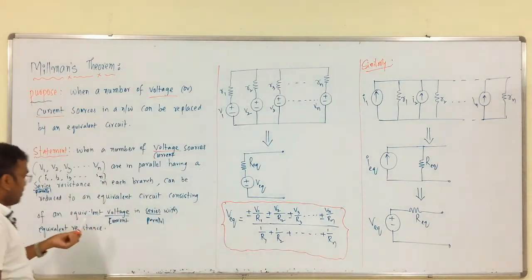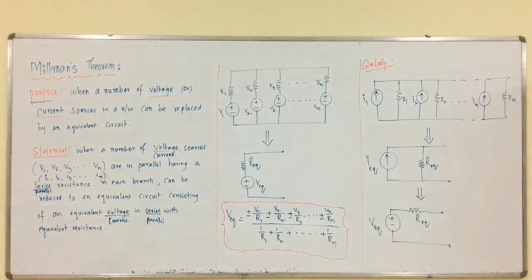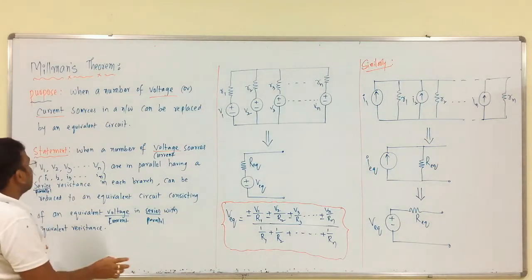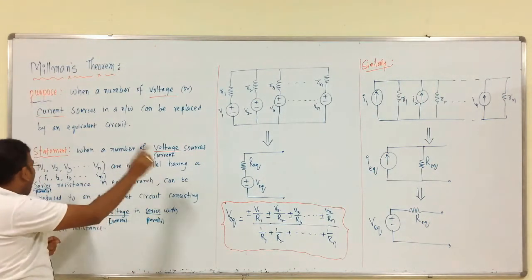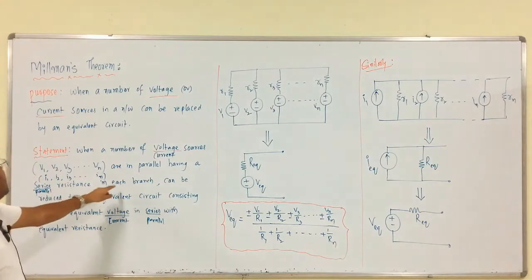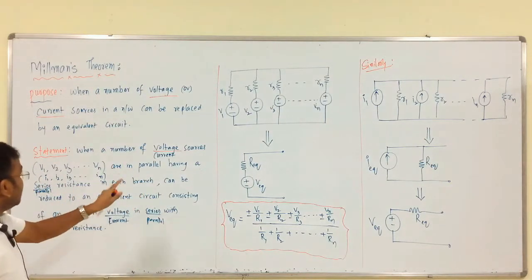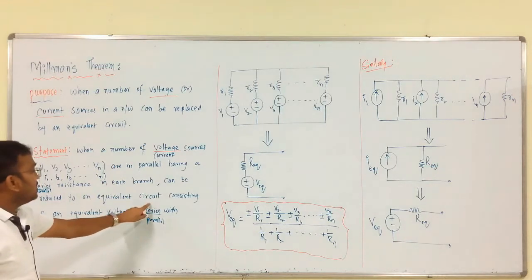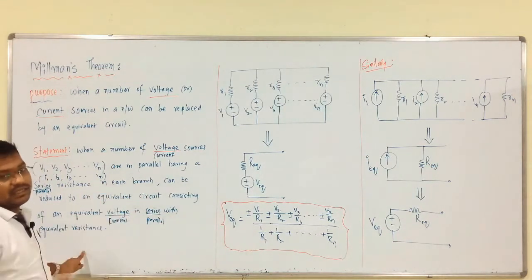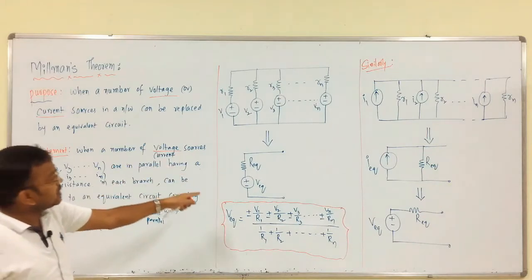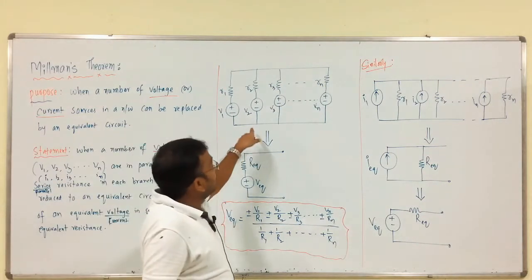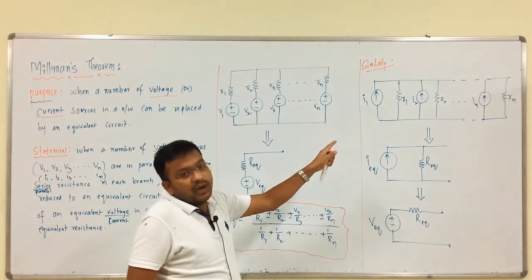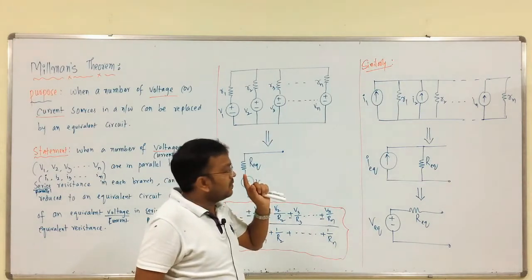So, what is the statement? When a number of voltage or current sources are in parallel, having series or parallel resistances in each branch, they can be reduced to an equivalent circuit consisting of an equivalent voltage or current in series or parallel with equivalent resistance, that is it. Okay. This is with respect to voltage and resistances, that is with respect to current and resistances, right.